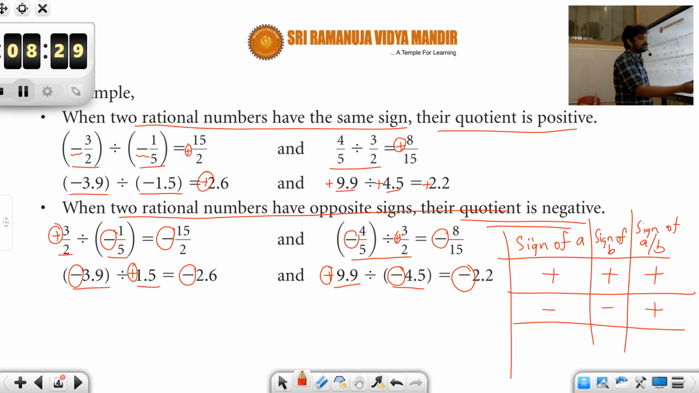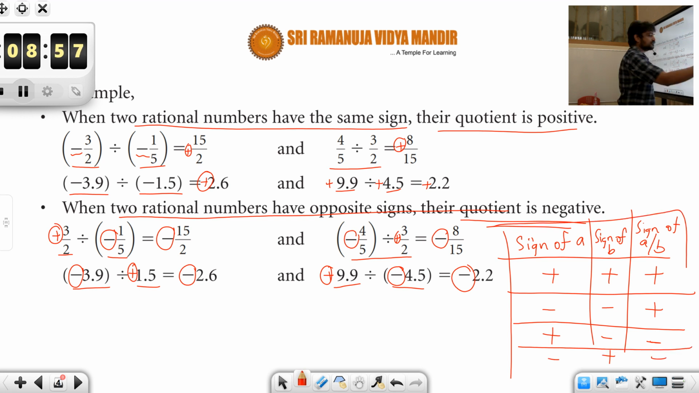And then if the sign of A is positive and sign of B is negative, then the sign of A by B would be negative. And if sign of A is negative and sign of B is positive, sign of A by B would be negative. Okay. So irrespective of A and B being in rational form or decimal form, always this law holds good. Okay, don't get confused with the sign convention.